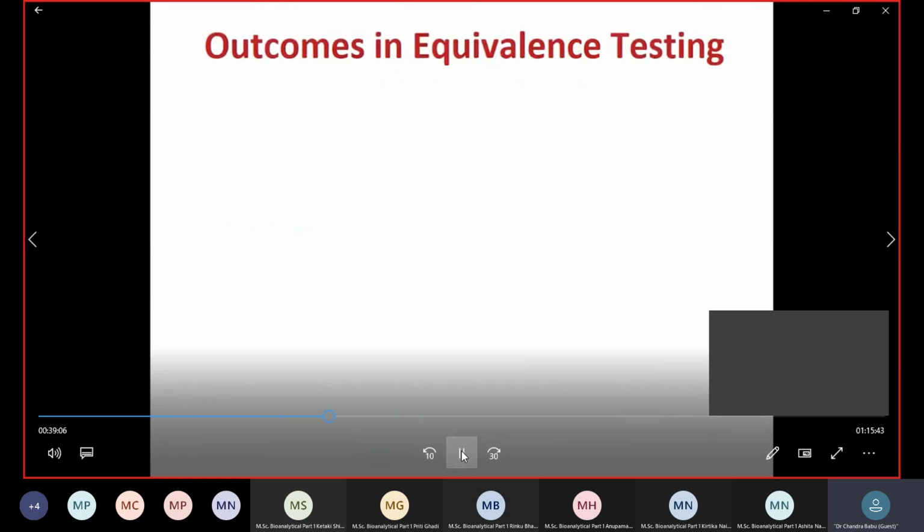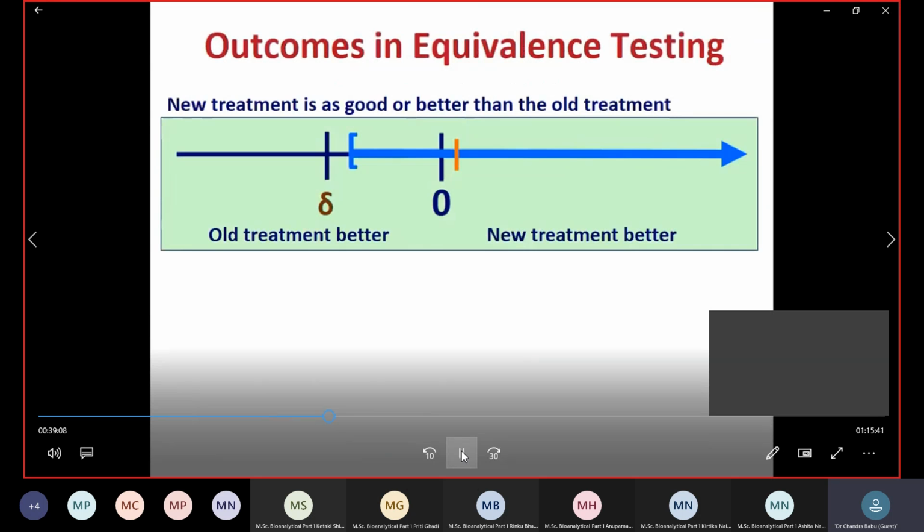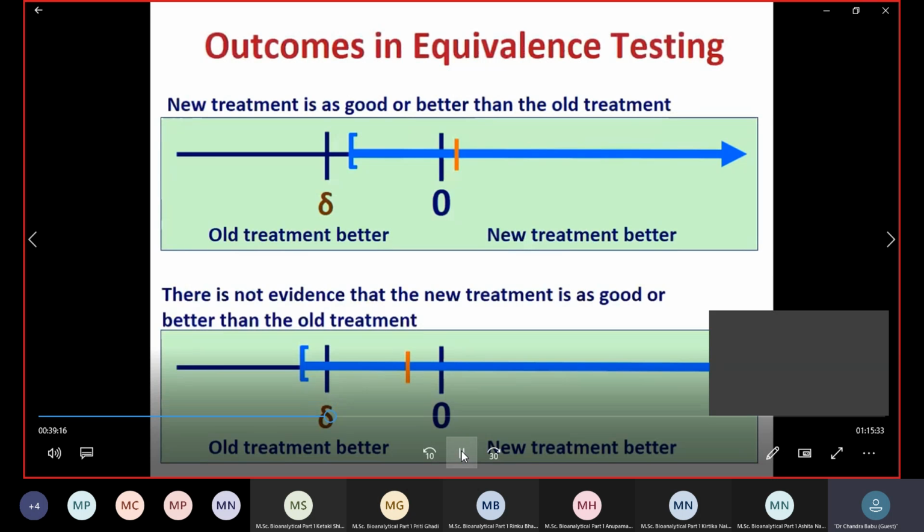Make this easy. Okay, so the outcomes in equivalency testing, only two things can happen. You're either going to say the new treatment is as good or better than the old treatment, or you'll say there's not evidence that the new treatment is as good or better than the old treatment. Because in this case, the bottom of this confidence bound includes the delta.